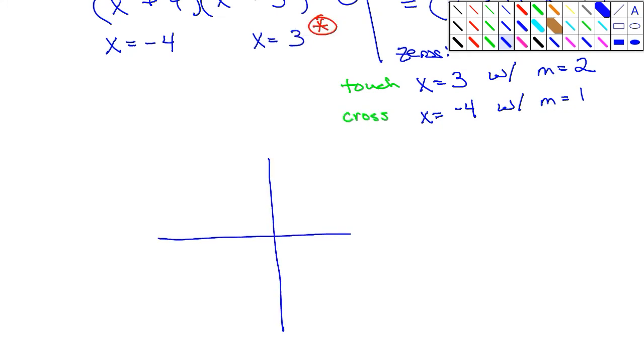So let's draw a graph. We have x is equal to negative 4, and we have x is equal to 3. We could do the end behavior, and the end behavior for this one is down on the left, and then up on the right.